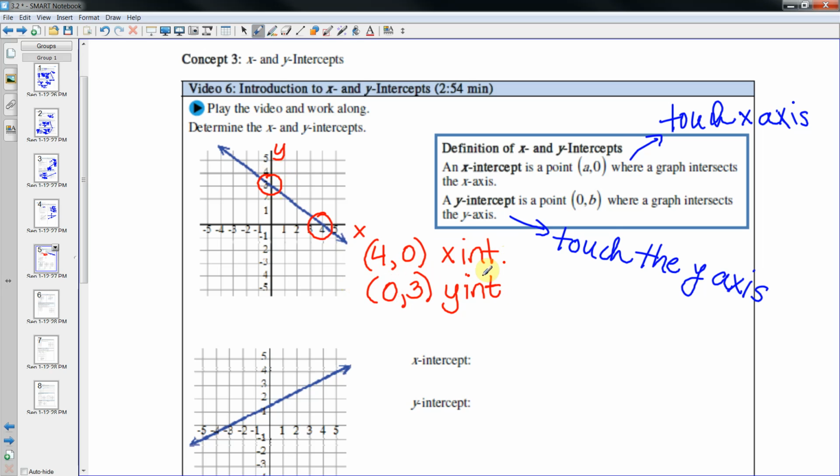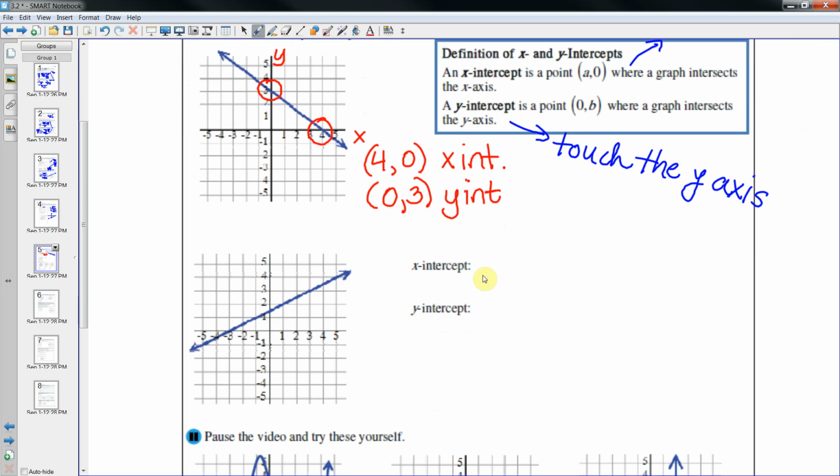Okay? Alright, so let's look at the one below it. Let's do the same thing. For my x-intercept, go along the x-axis, and I'm touching right there. So that looks like it's going to be negative 3, comma 0. And for my y-intercept, I'm touching right there. Now this one is in between 1 and 2, so I like to use decimals for those. I'm going over 0, so that should be 0 for my first number, and then I'm going up to about 1.5, so I'm going to call it 1.5.